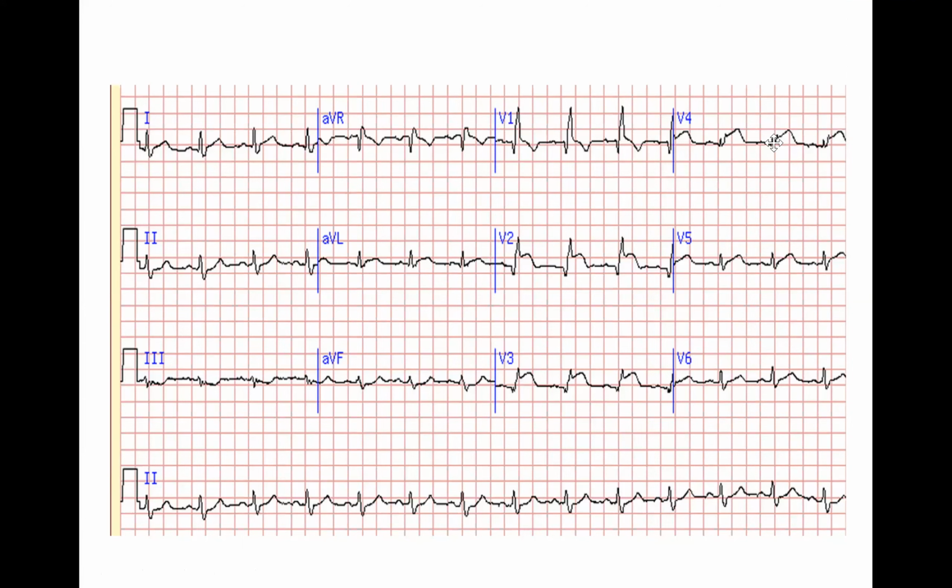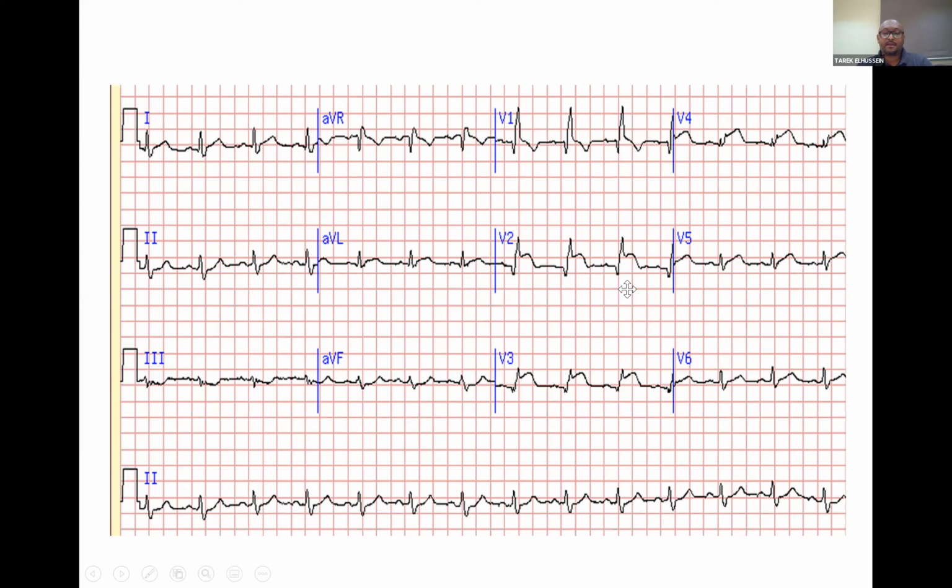Okay. This is ST segment elevation with a right bundle branch block pattern from V1 up to V3 with reciprocal change in the inferior leads. This is an anterior STEMI, anterior MI. What type of anterior MI? Extensive anterior MI, where the right bundle branch block pattern is in favor of a proximal LAD lesion.